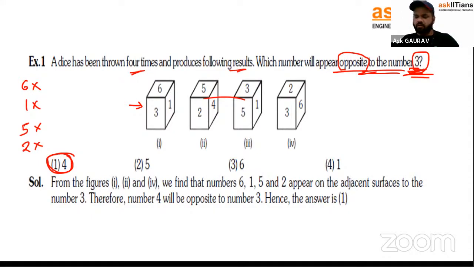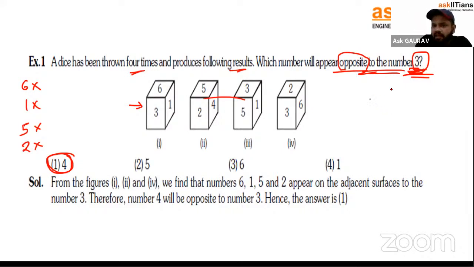Tell me if it's clear or not. I am just repeating a die question. The same die was thrown 4 times and produced the following results. Which number will appear opposite to number 3?